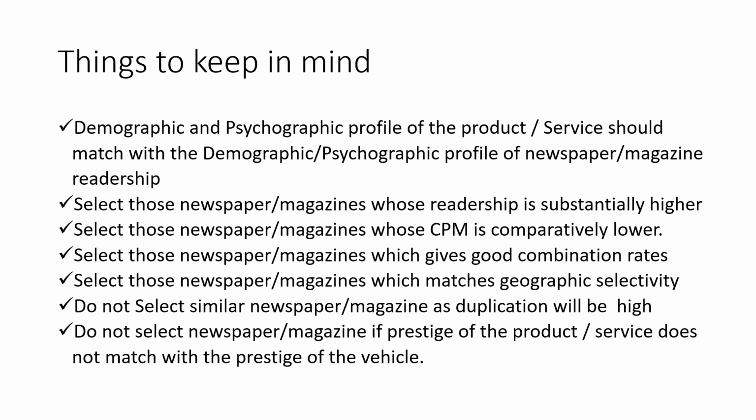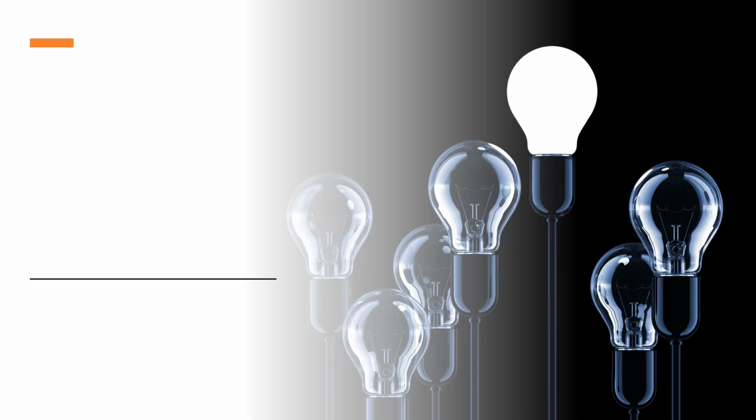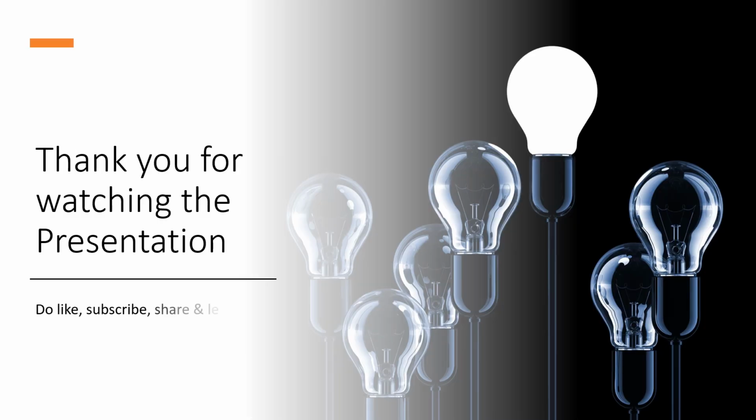So, wherever you're advertising, the product you're advertising, do not select similar newspapers or magazines as duplication will be high. Do not select newspapers or magazines if prestige of the product or service does not match with the prestige of the vehicle. So, this is where you need to use your mind and do a fine job. Hope you have understood how to solve the media planning paper.